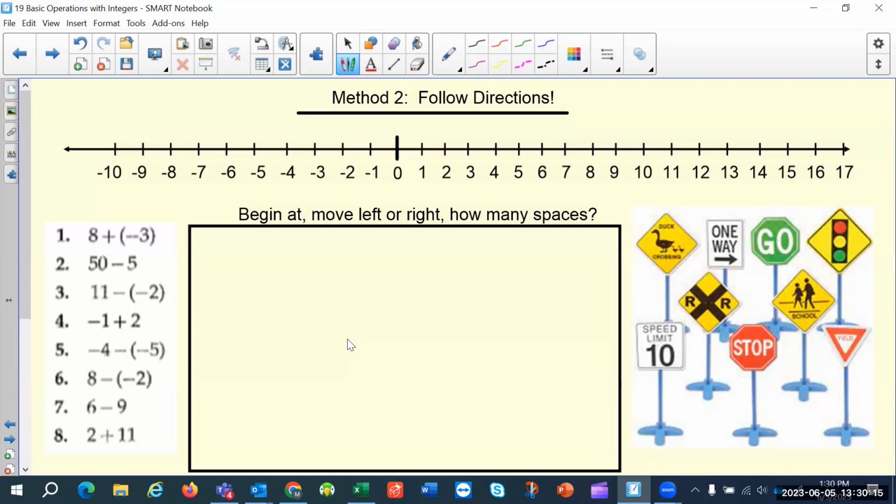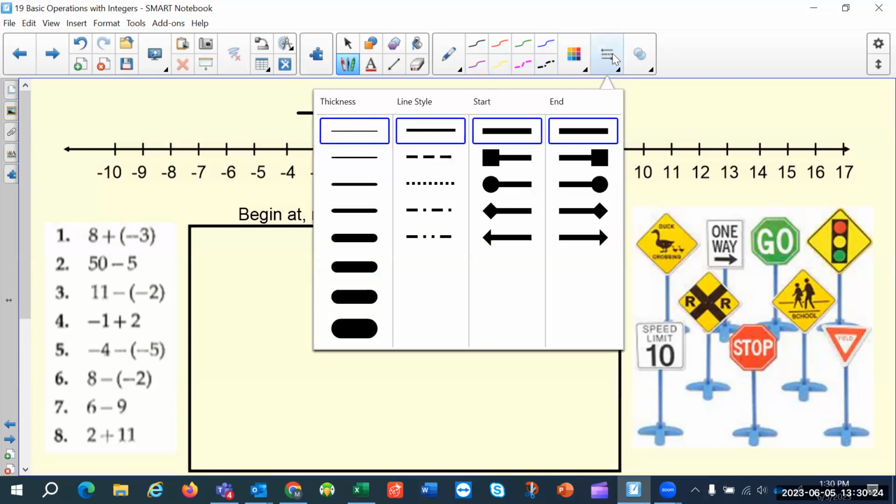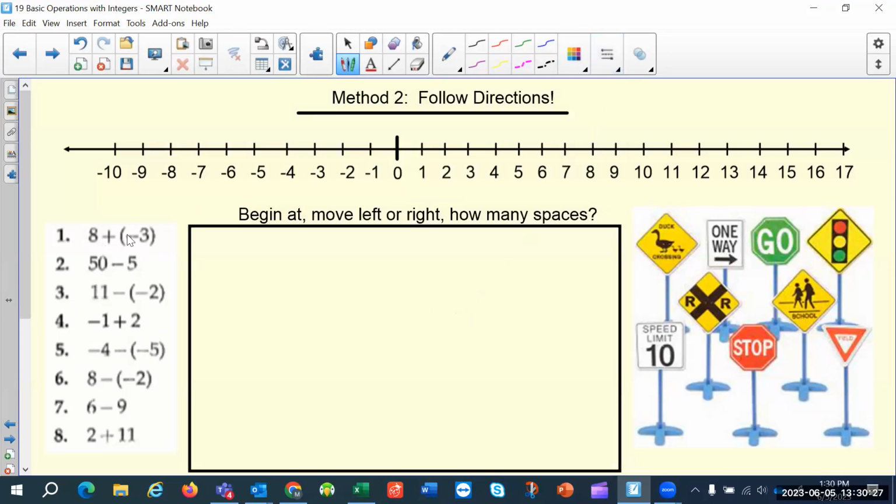We're going to do the same exact questions as we did in the other video that we did with the money, but this time we're going to follow a very simple set of directions. When we have an expression, for example, the first one, 8 plus -3, here are the things we're going to ask. We're going to begin at the first number, and that is where we are going to begin on the number line. So in this problem, we are going to begin at +8. So we are thinking about starting right here at +8.